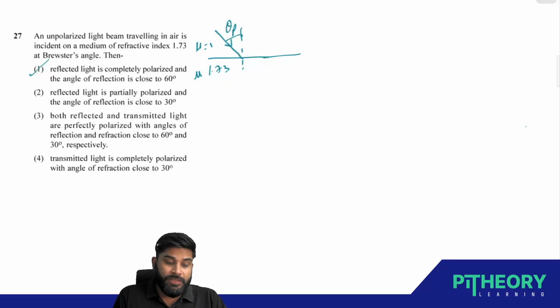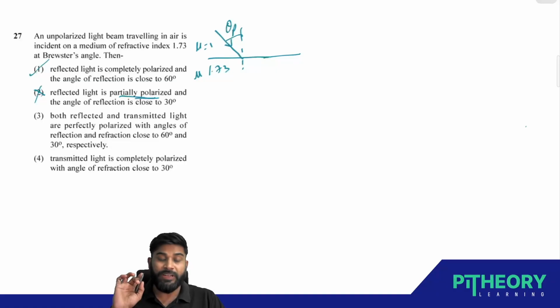Why did I choose this? Because the second one you can see it is partially polarized. It is told so, so it is wrong. And the third one, reflected and transmitted light are partially polarized. Is that correct? No, because transmitted light is partially polarized while reflected light is completely polarized. So option 3 is also wrong. What about 4? Transmitted light is completely polarized. Wrong, it is partially polarized. So it is option number 1 only, easily we can take.